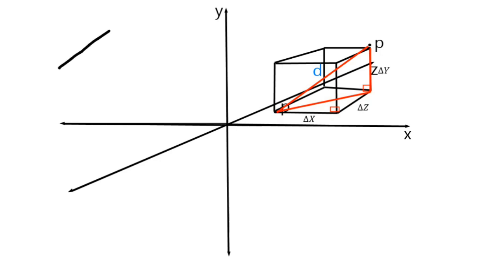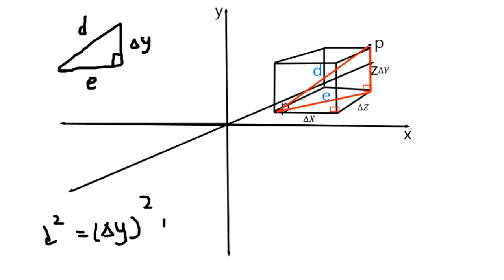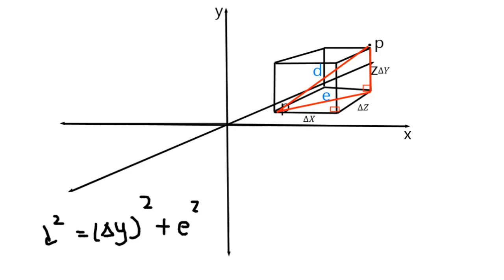Now we can use the Pythagorean theorem on the first triangle. So we have this right triangle, right? We have D here, and we have the change in Y. Let's call the other side E. Now let's use the Pythagorean theorem. D squared is equal to the change in Y raised to the second power plus E raised to the second power.